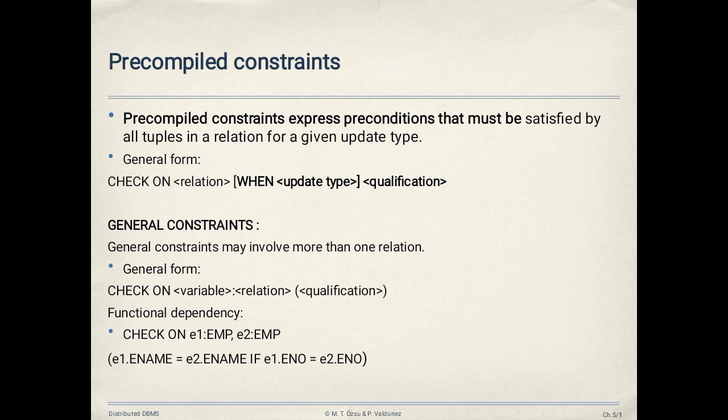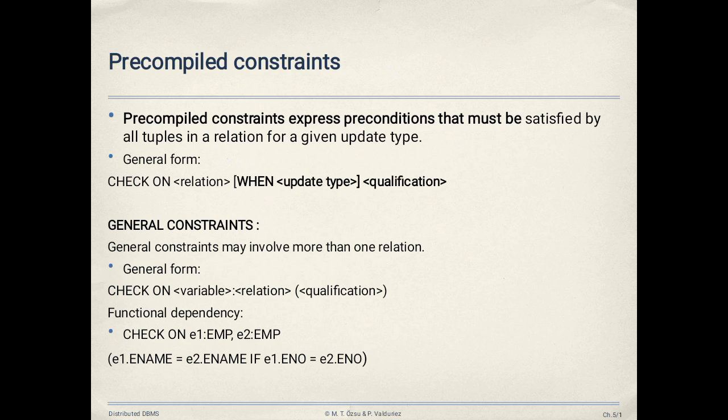In the case of precompiled constraints, they express the precondition that must be satisfied by all the tuples in the relation. For example, if we want some unique key values, or some greater than or less than properties that we are applying, we can use the precompiled constraints.